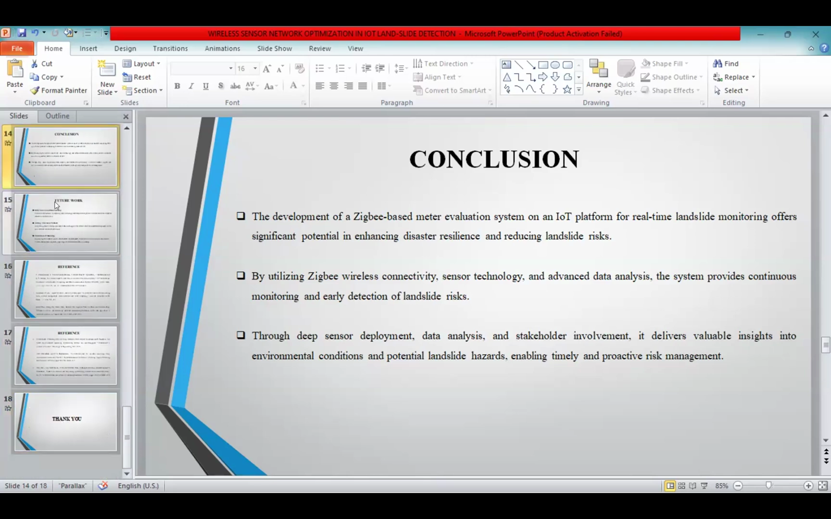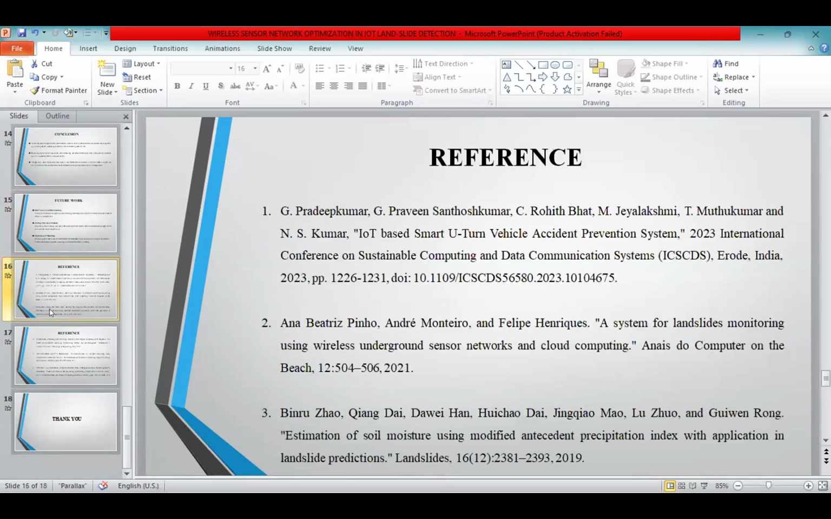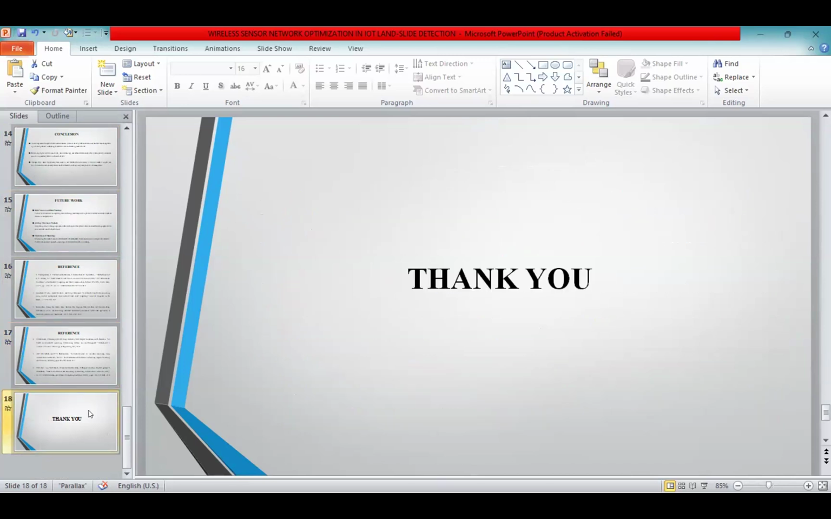Here is the future scope. In future work, better sensors and data processing, adding more sensor methods, and multi-hazard monitoring will be in the future scope. Some of the references I have taken are these. These are my references. Thank you, ma'am.